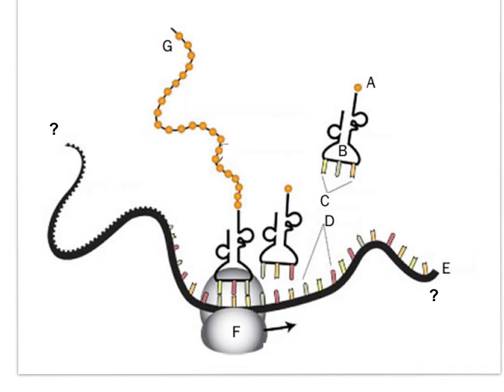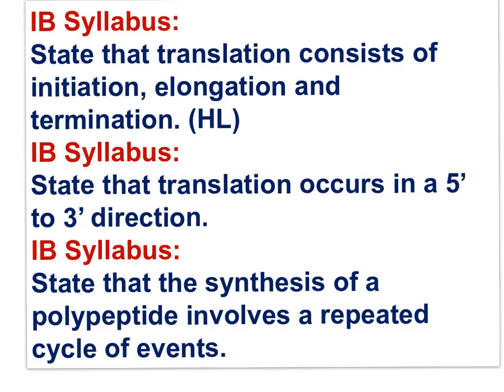And what are the ends of the mRNA? This is the 5' end, and this is the 3' end, and the ribosome is translating the mRNA in this direction from 5 to 3. It's important for you to know that translation consists of an initiation, elongation, and termination phase, and that the synthesis of the polypeptide involves a repeated cycle of events.